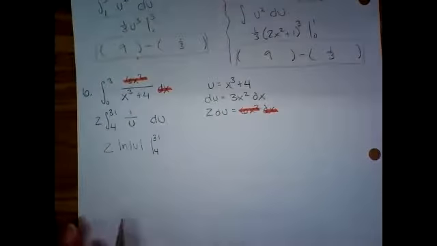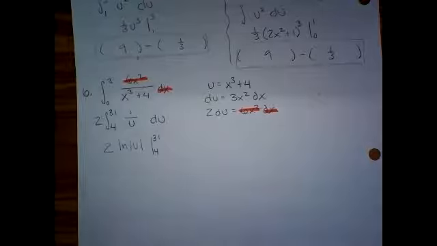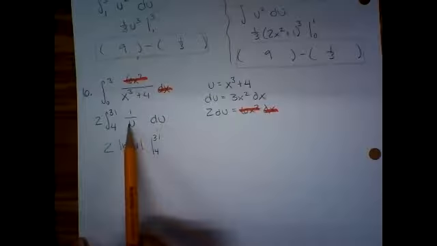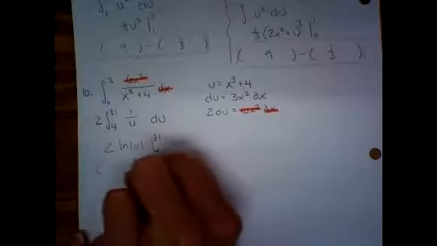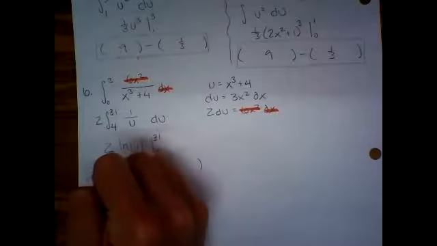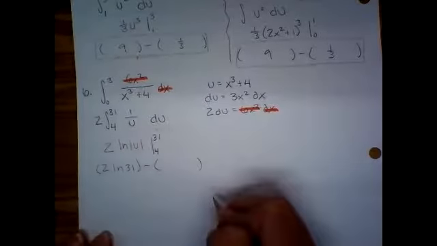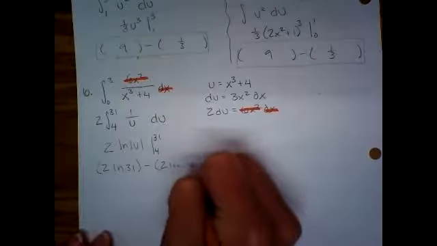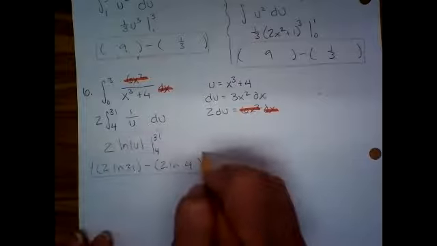I'm going to work it out this way first, and then I'll do it the other way. Again, I don't care, but you have to know how to do this. Right? So upper boundary minus lower boundary, it would be 2 ln of 31 minus 2 ln of 4, whatever that is.